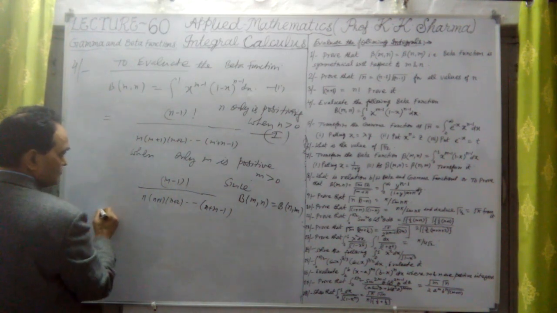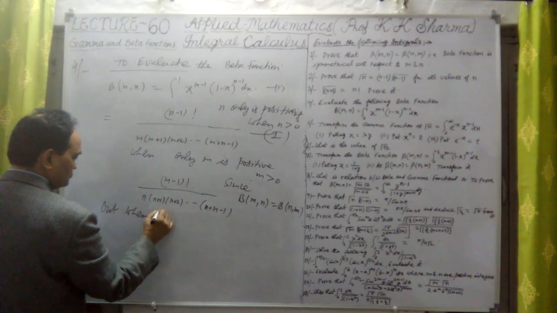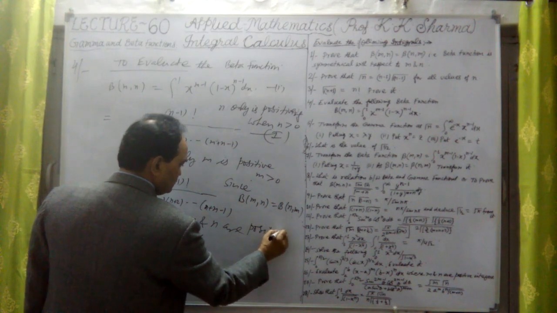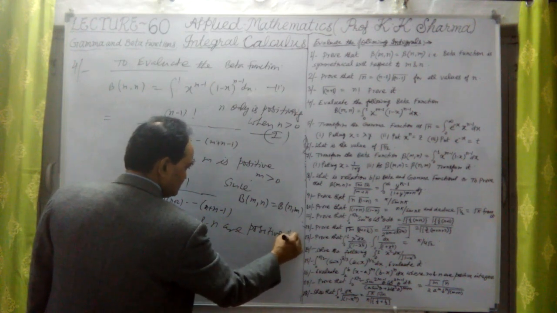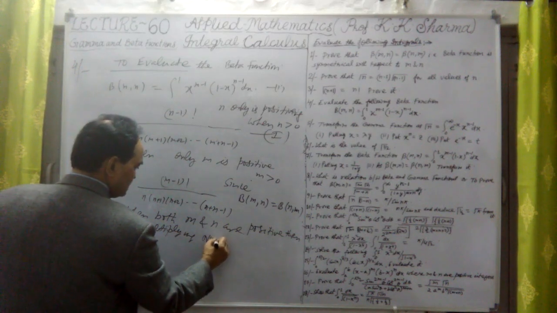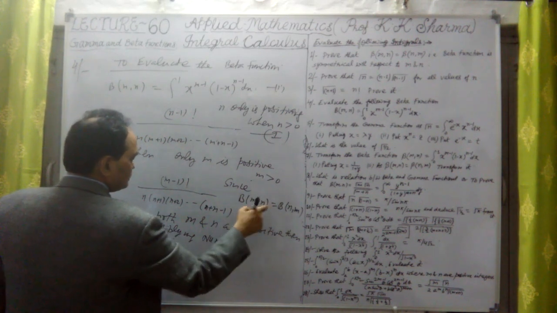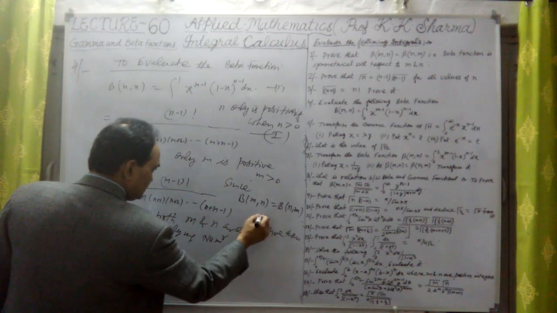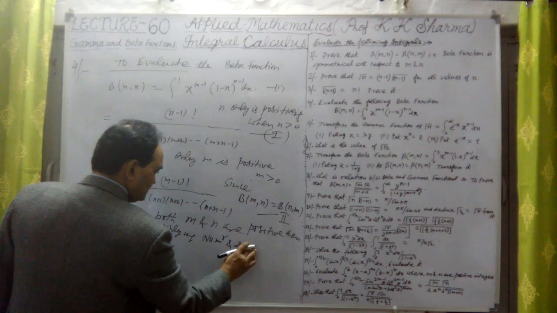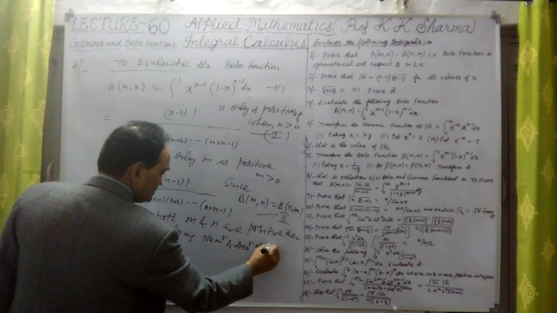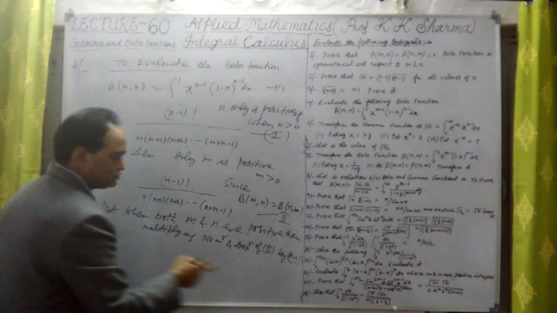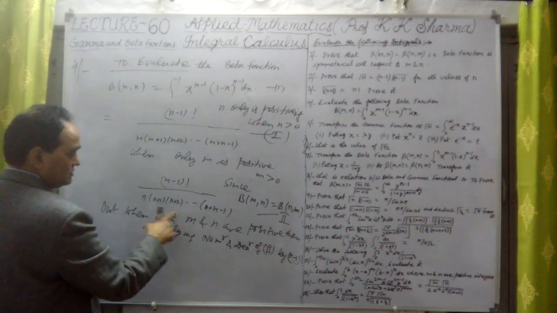But when both m and n are positive, in that situation, what do we have to do? Then, multiplying the numerator and denominator of the second part by (n minus 1)!, so multiplying and dividing by (n minus 1)!, what will we get here?